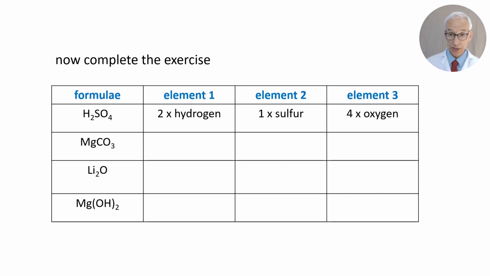So have a go at this exercise. I've done the first one. Here's hydrogen sulfate, H2SO4. Element number 1 is hydrogen. There's 2 hydrogens. Element number 2, sulfur, capital S. There's only 1 sulfur, but there's a subscript 4 following the symbol for oxygen, so there are 4 oxygens. Stop the lesson and complete the element analysis for each compound formula. Come back to check when you are ready.